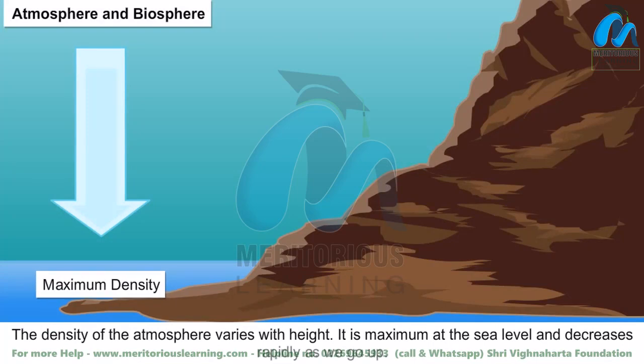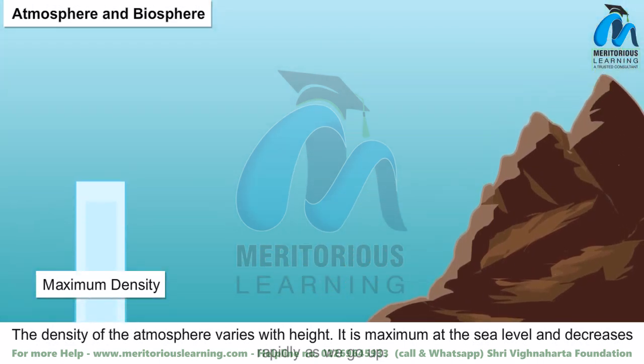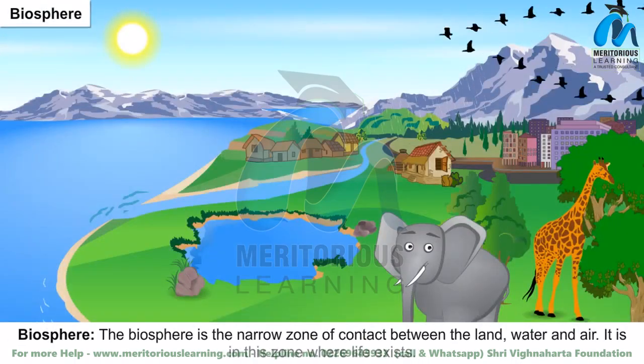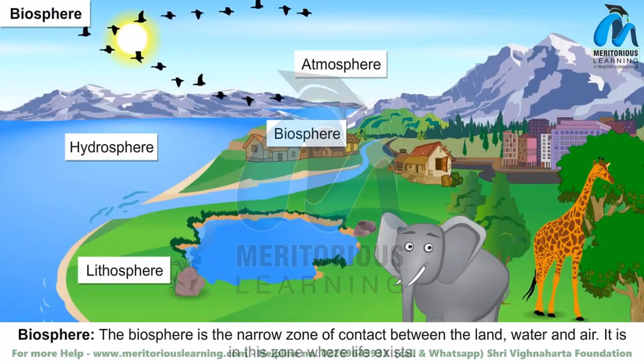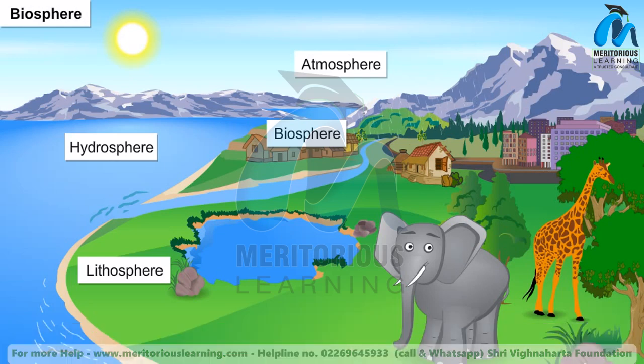The density of the atmosphere varies with height. It is maximum at the sea level and decreases rapidly as we go up. Biosphere. The biosphere is the narrow zone of contact between the land, water, and air. It is in this zone where life exists. The 3 domains of the Earth interact with each other and affect each other. All the living organisms, including humans, are linked to each other and to the biosphere for survival.